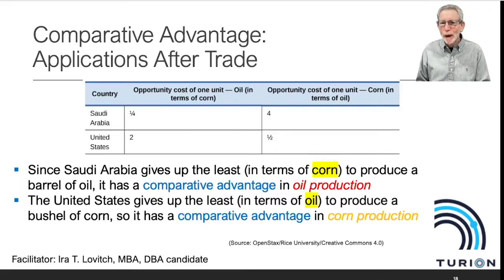So again, Saudi Arabia gives up the least amount of corn to produce oil. It has a comparative advantage in oil. The United States gives up the least in terms of oil to produce a bushel of corn because it has a comparative advantage in corn production. So this is teaching us that there's an advantage after trade. If the United States was to focus or concentrate more on corn, and Saudi Arabia was to focus and concentrate more on oil, there's a benefit to both nations.